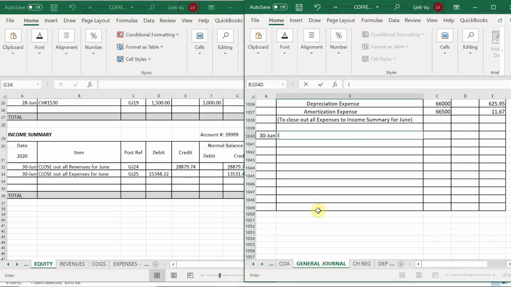Okay. So in income summary, which is account number 39999, for the total amount of the 13,531.42. And where are we going to place it?